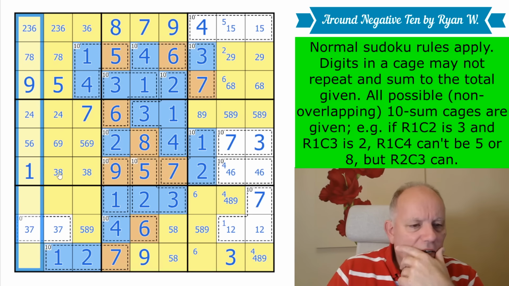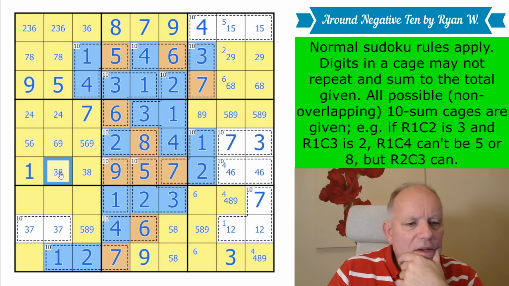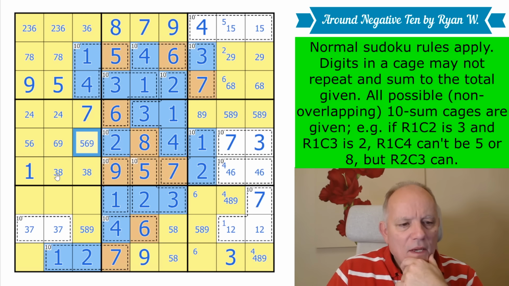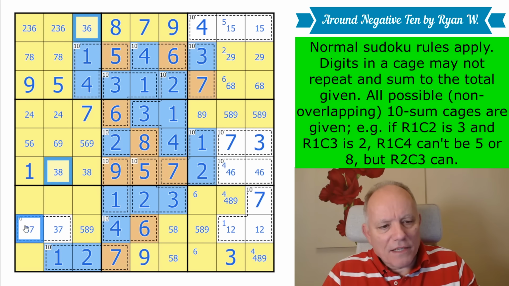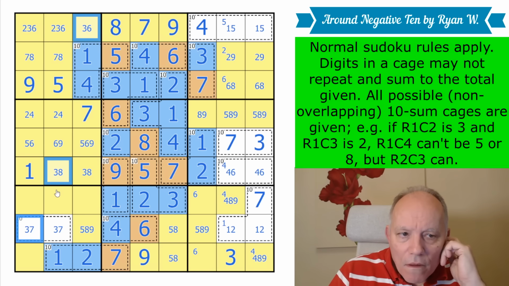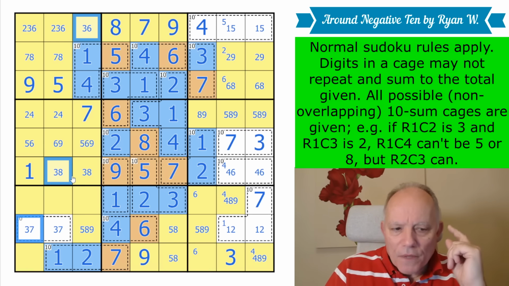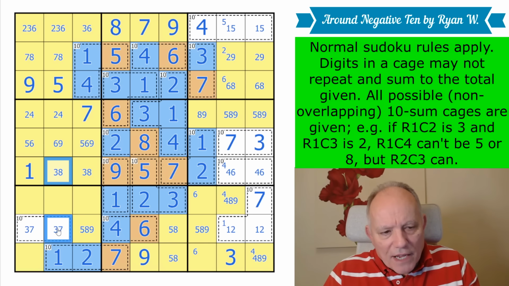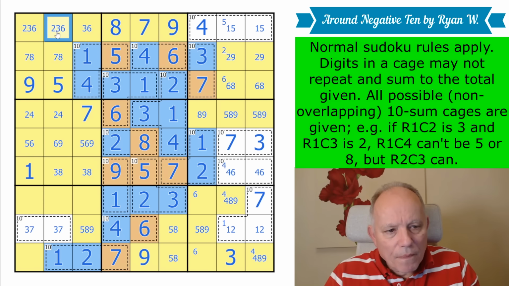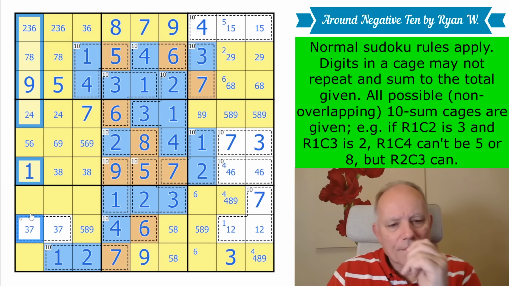Okay, let's try again. If this was 3, 6 is forced to there. So if that's 3, that's 3, that's 3. If that's 3, that's 7, that's 8. This can't be 2. So then we're going 2, 7, 9, 4. 1, 3.